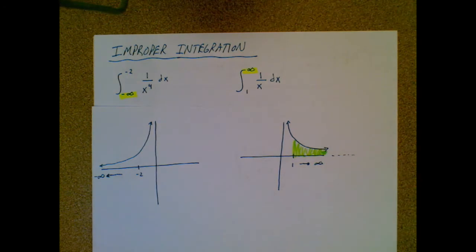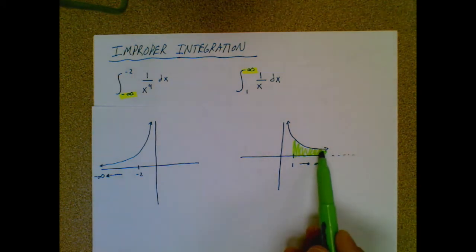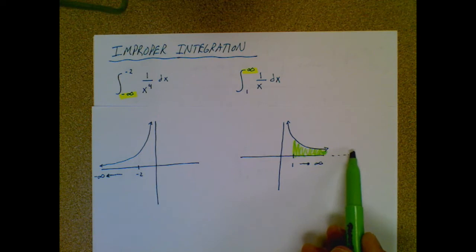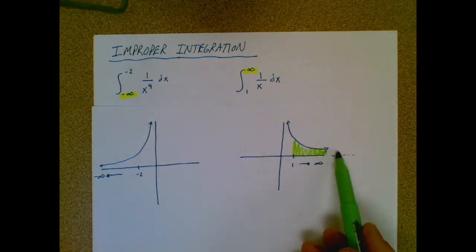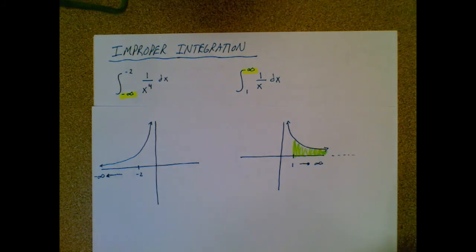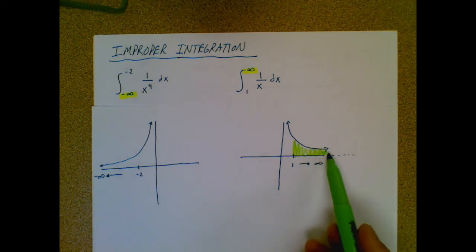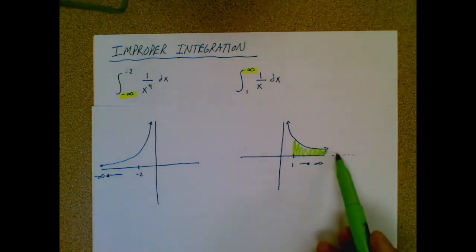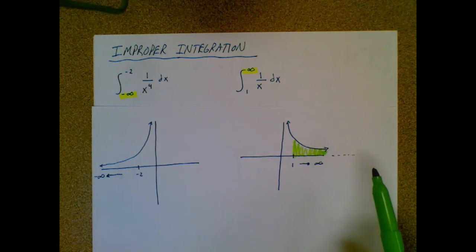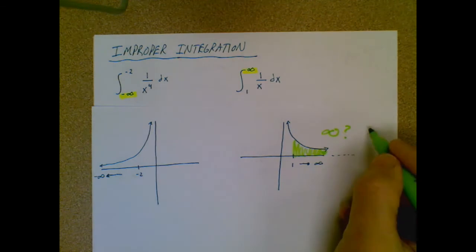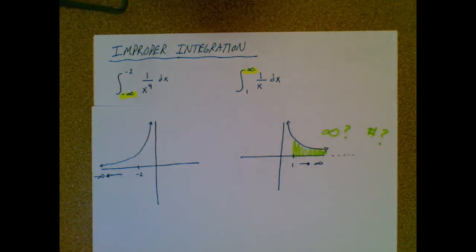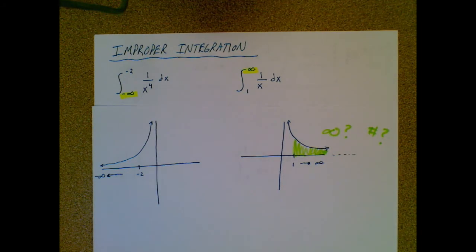Well, we have a problem though. This area continues on forever and ever and ever, but also this graph is getting closer and closer and closer to the x-axis but never touches. That's weird. So how can I come up with a number for that amount of area if it goes on forever? Or is the answer infinity? Maybe it's infinity. Maybe the answer is a number because it seems like they want us to get a number. Well, I don't know. That's why we're going to use improper integration.